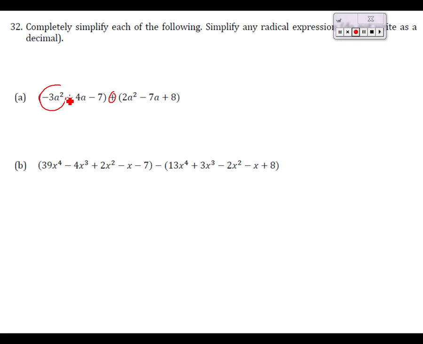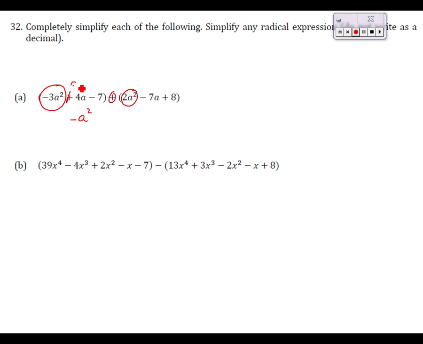So I have a squared here, and I have a squared here. I notice that because it's a plus here, if you were to think about distributing a positive 1 through all of these, there would be no change to the negative 7, the positive 8, or the positive 2a squared. So combining like terms here, if I have negative 3 of these and 2 more of these, well, I have negative 1 of them left.